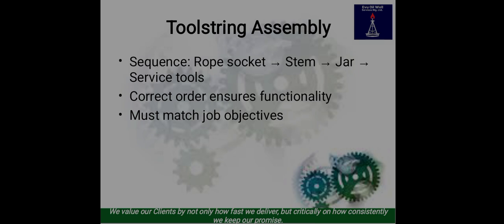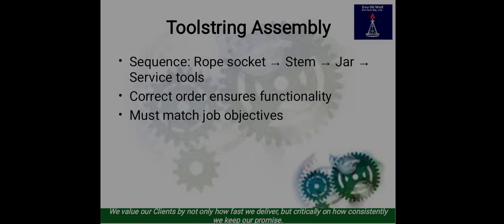Then we have the stem after the rope socket. The stem could be a weighted bar or just ordinary stem, and this provides weight to carry tools down. Next is the jar. The jar delivers impact to set or release tools.